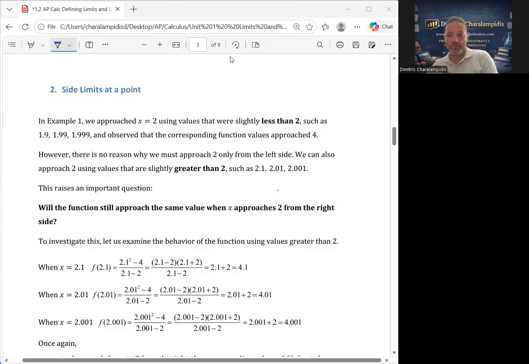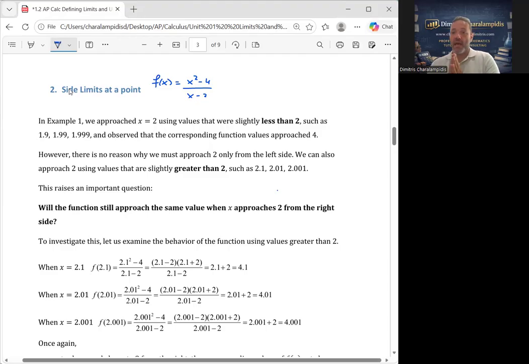In the previous lesson, we approached x equals 2 from values which were smaller than 2, and we saw that the function we used, f of x equals x squared minus 4 over x minus 2, approaches 4. Now, let's try to approach 2 from values which are greater than 2: 2.1, 2.01, 2.001.